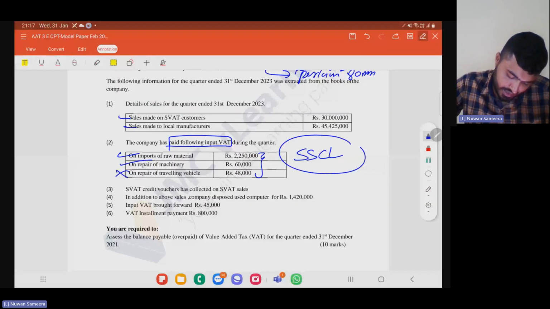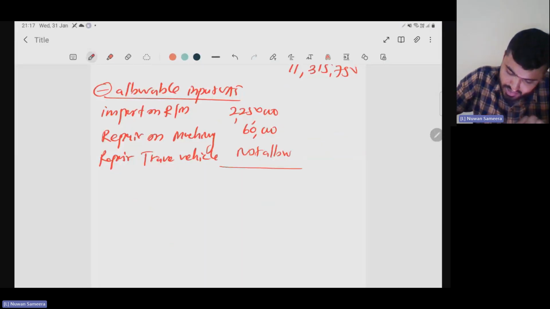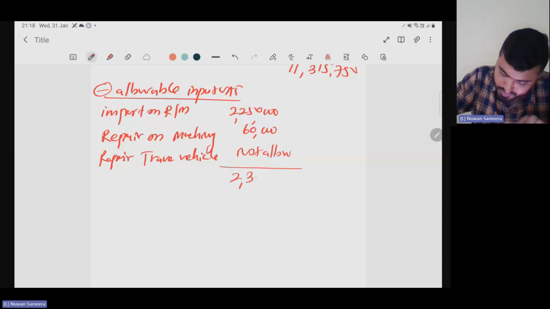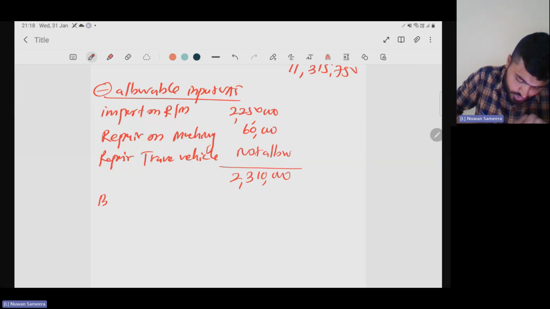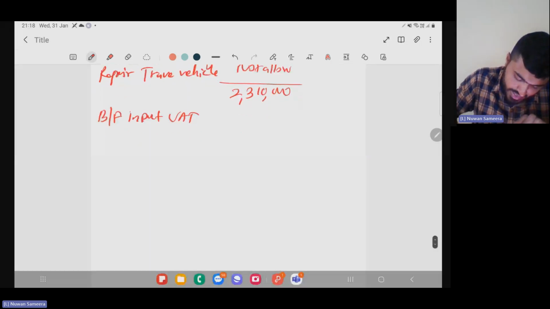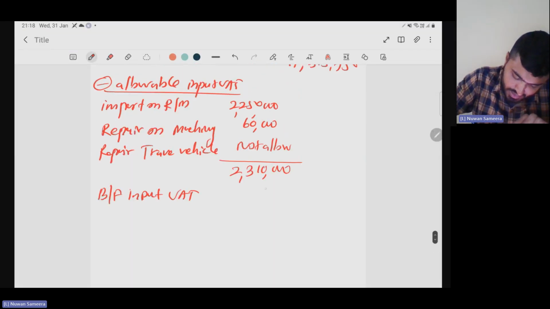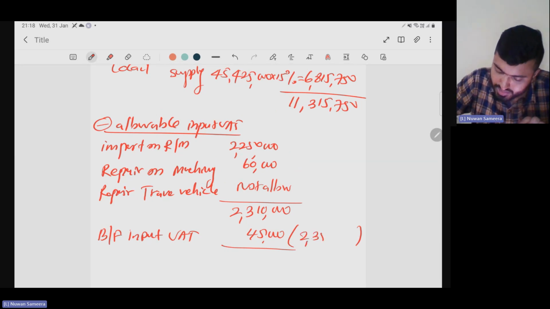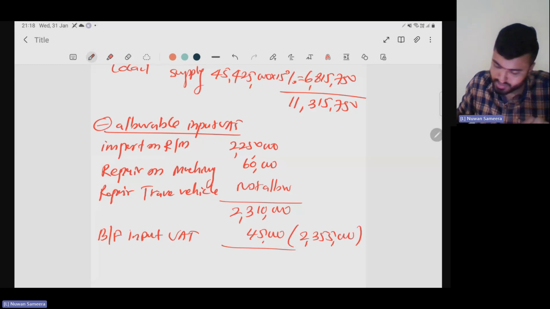Is there any input VAT brought forward? Yes, 45,000. That also should be taken. So altogether, how much? 250. Then you can add the brought forward input VAT from the previous quarter. How much? It was 45, as I remember. It's 45,000. So altogether, you get the total allowable input VAT: 2,355,000.